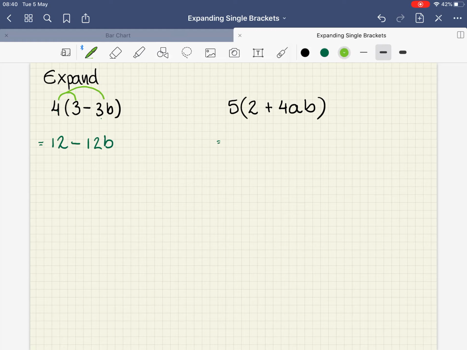Okay, so 5 times 2 is going to give us 10. 5 times positive 4ab. So firstly, 5 times 4 is going to give us 20. So 5 times 4ab is going to be 20ab.